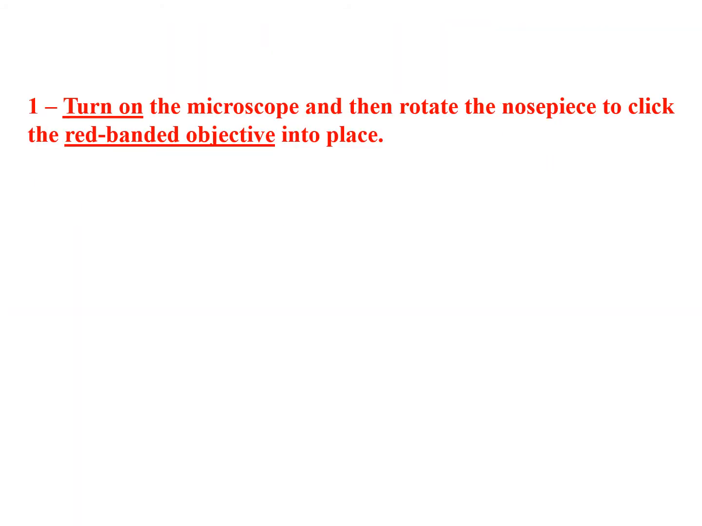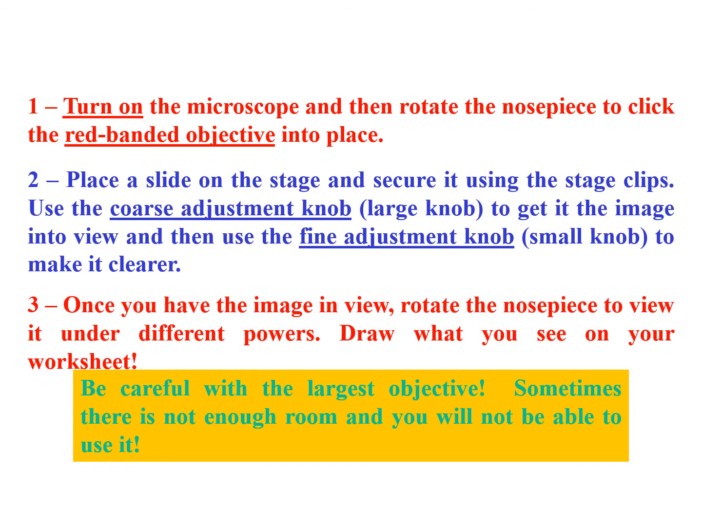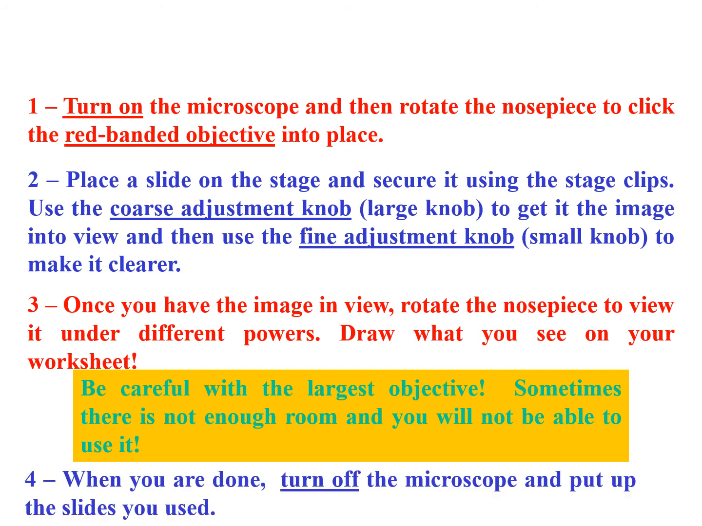Let's give it a try. Turn on the microscope and then rotate the nosepiece to click the red banded object into place. Place a slide on the stage and secure it using the stage clips. Use the coarse adjustment knob to get the image into view, and then use the fine adjustment knob to make it clearer. Once you have the image in view, rotate the nosepiece to view it under different powers. Draw what you see on your worksheet.